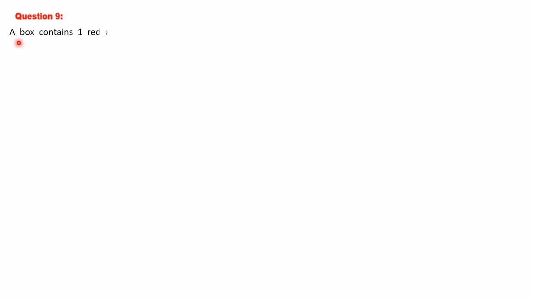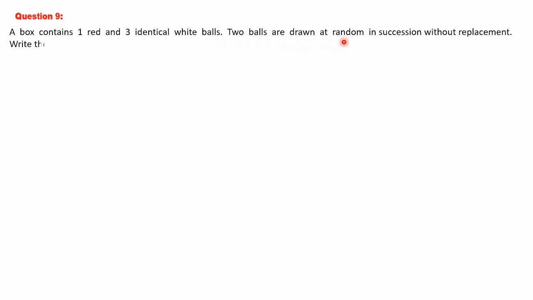The question is, a box contains one red and three identical white balls. Two balls are drawn at random in succession without replacement. Write the sample space for this experiment. Here there is one red and three identical white balls. Two balls are drawn at random without replacement. So total 4 balls are there. Out of 4, two balls are drawn at random.